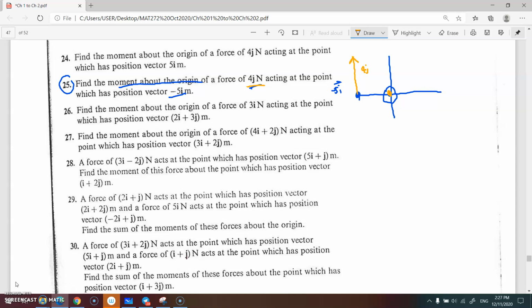So we're going to find the moment. So the force is 4 and then the distance. Okay, this is perpendicular. So we have 5 here. So 5 Newton meter. And then let's say it moves here, so it is clockwise. So your answer would be 20 Newton meter clockwise.